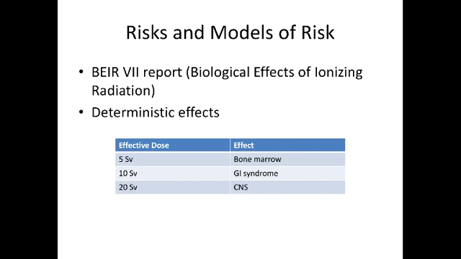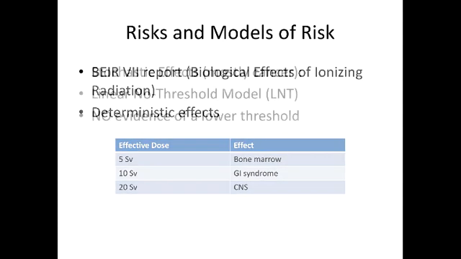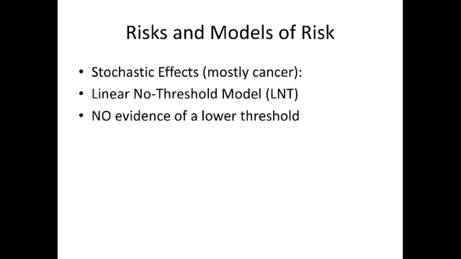But in addition to these deterministic effects, we have things happening at lower doses, and those are more random. Those are called stochastic effects, and the main effect is a radiation-induced cancer that can happen. So we want to have a model for the excess risk from exposure, and the model that the BEIR-7 report advocates is the linear no-threshold model. And they conclude that there is no evidence for a lower threshold. So let's look in a little bit of detail at what that model is and where it's derived from.